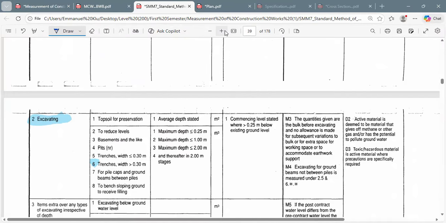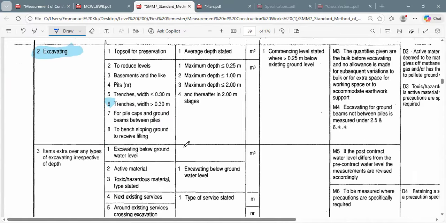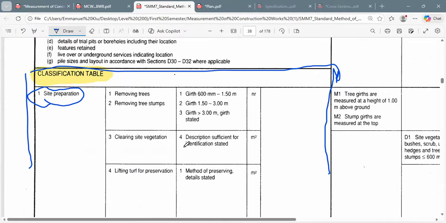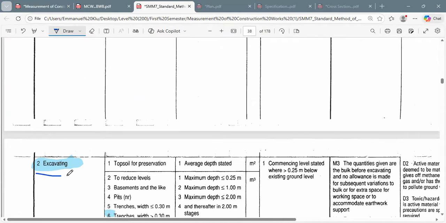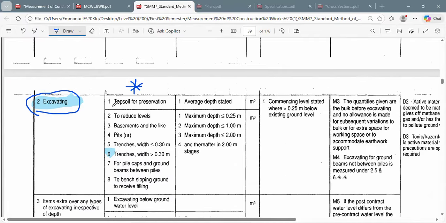So I'm just zooming the measurement of construction work so that everybody can have an equal share of the national cake. So this is it. The first one is site preparation. We don't want that. We are focused on excavation. Okay, the excavating. And if you come to the next column, this is the next column. So that is the first one.